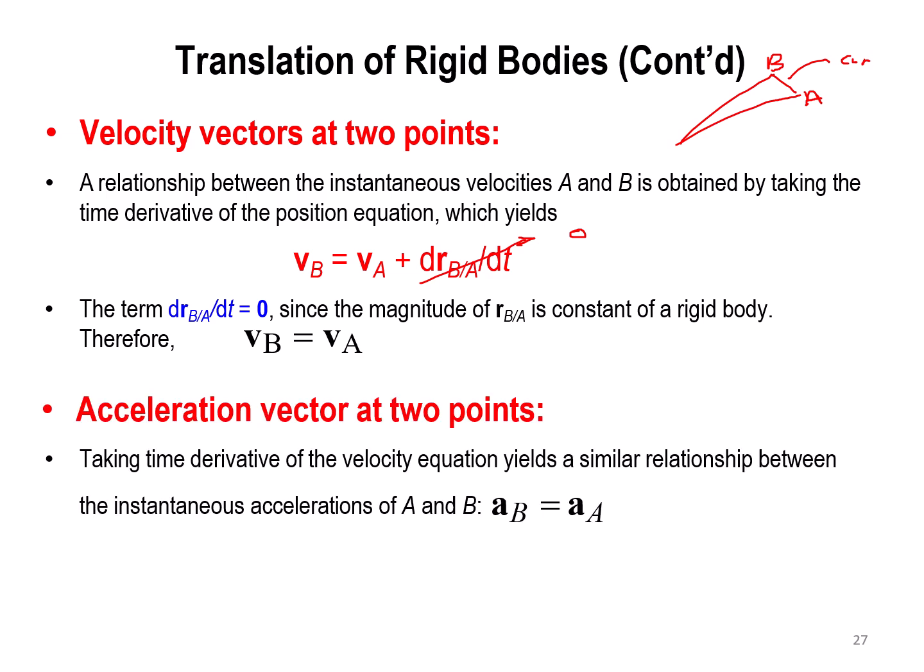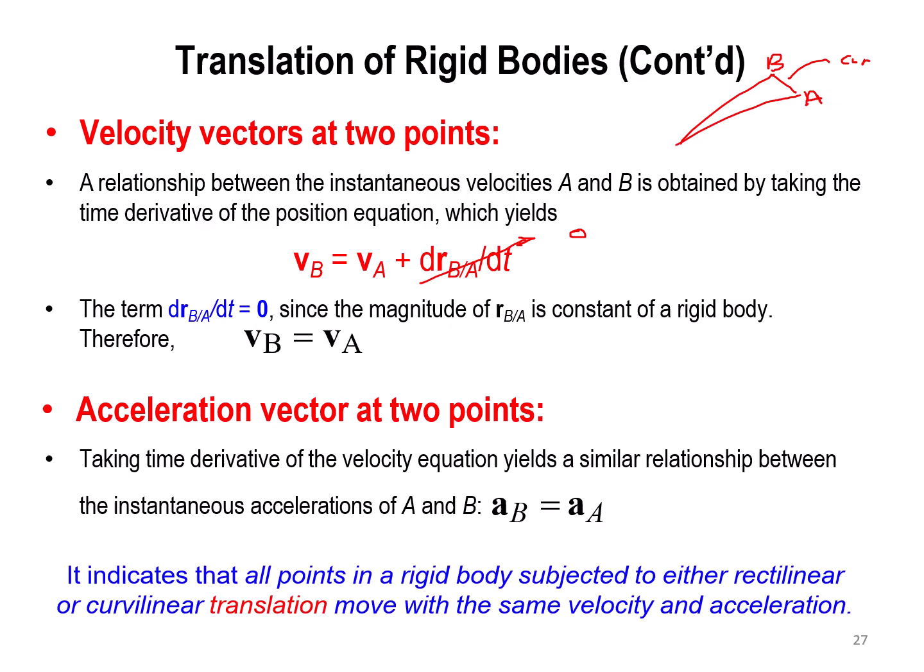Now the acceleration is going to have the same thing, because once again, if we don't have a change in velocity, we don't have acceleration, because the link AB changes nothing with the time, and thus the acceleration at B is going to be the acceleration at A. So it will indicate that all the points in the rigid body subjected to either a rectilinear or curvilinear translation move with the same velocity and acceleration.